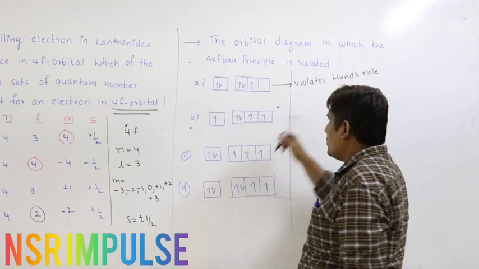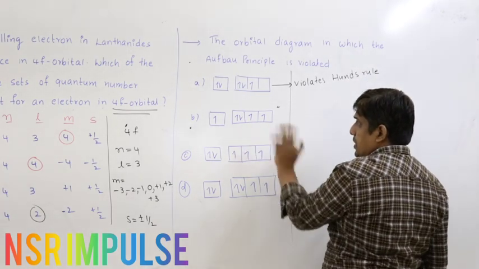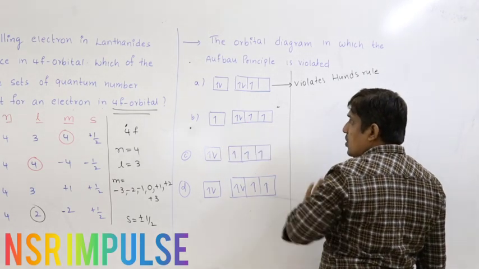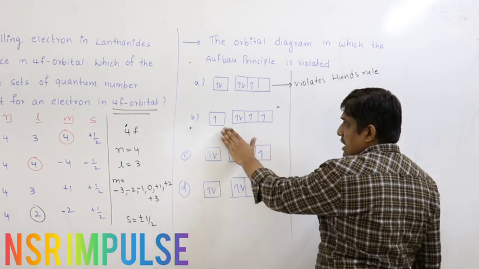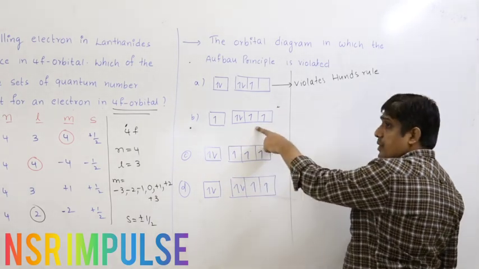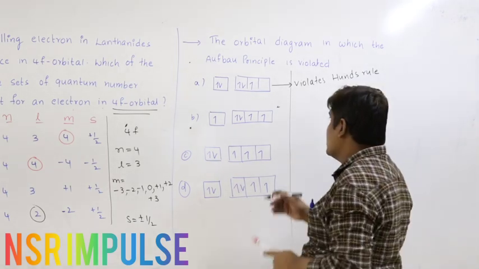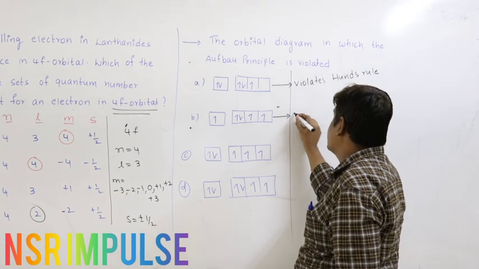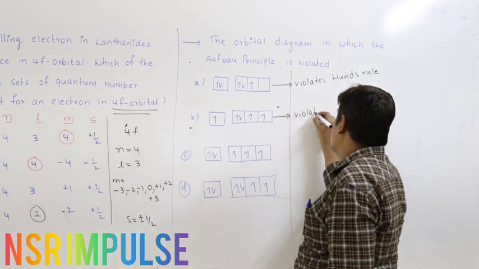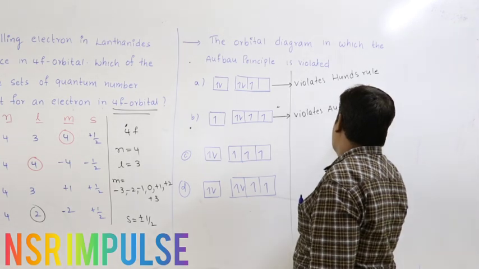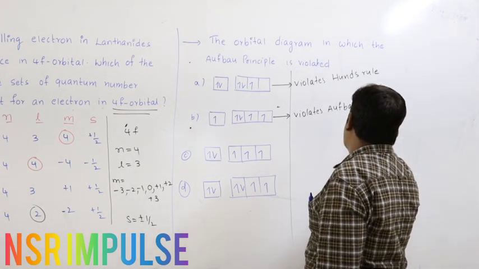Coming to this one, 2s, 2p. 2s is half filled, 2p is filled, but according to the Aufbau principle, the 2s orbital has lower energy, so it should be completely filled, then you have to fill the next higher energy orbital. So it violates the Aufbau principle.